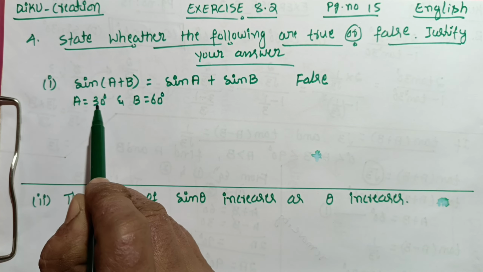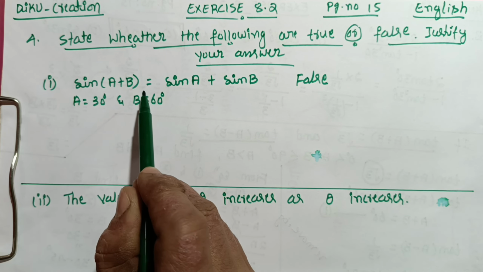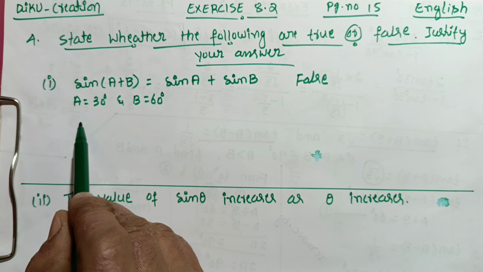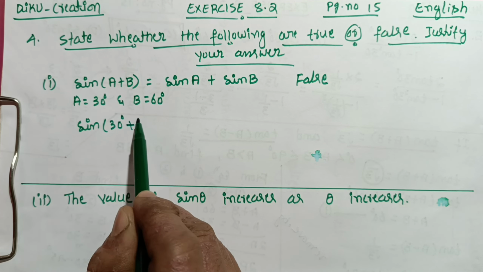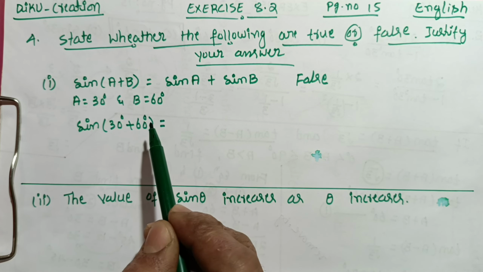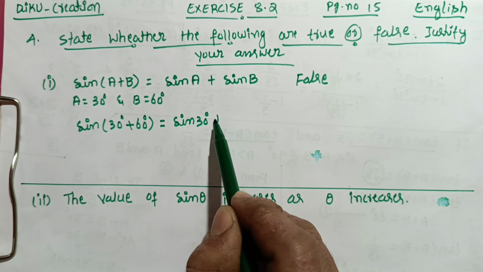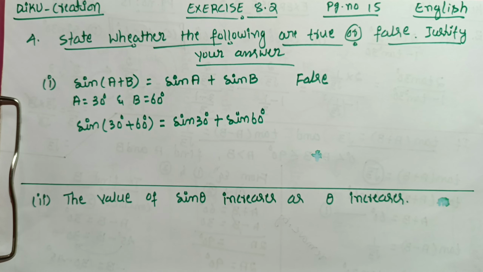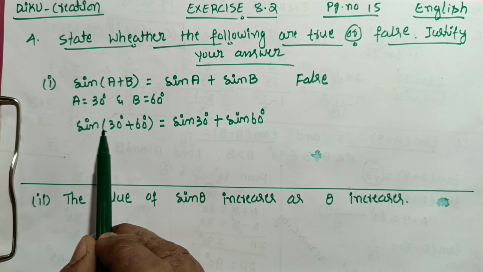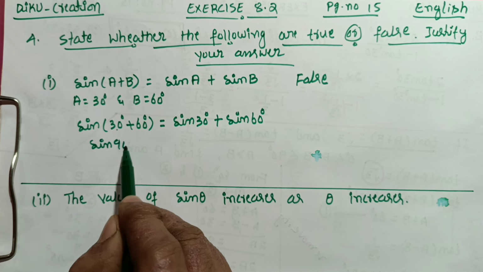Now in place of a, I will substitute a as 30 degree, and in place of b, I will substitute b as 60 degree. That is, sine of 30 degree plus 60 degree equals sine of 30 degree plus sine of 60 degree. Now what we need to do is just substitute the values. So sine of 30 plus 60 is going to be sine of 90 degree.